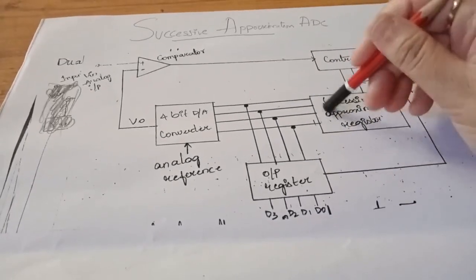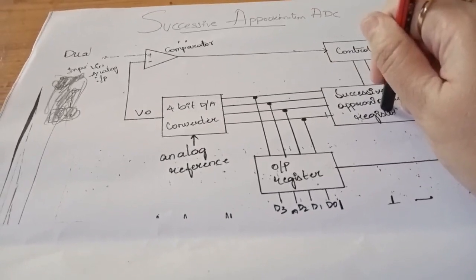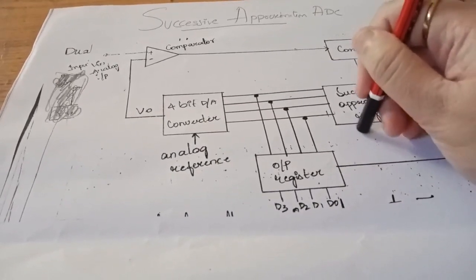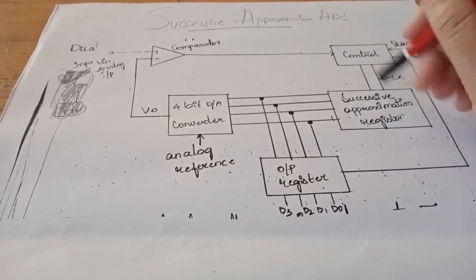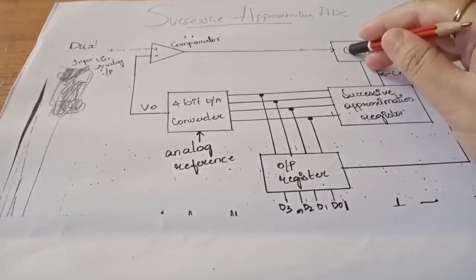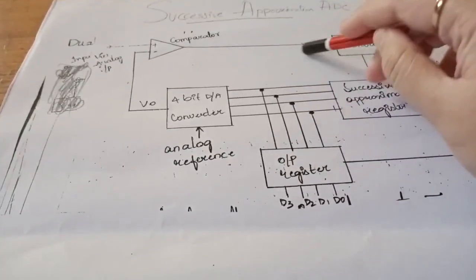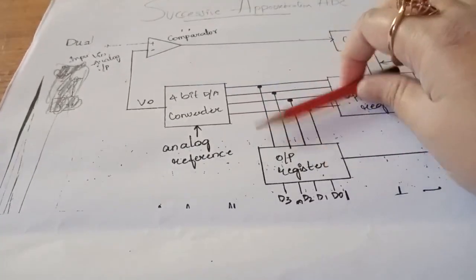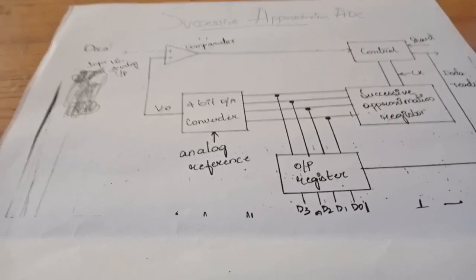What will this successive approximation register do? Inside this successive approximation register, the first bit D3 will turn on first. After turning on, it will signal to the control logic. Then the control logic will compare, and will give the signal to the comparator.